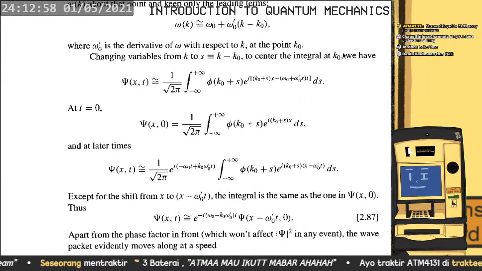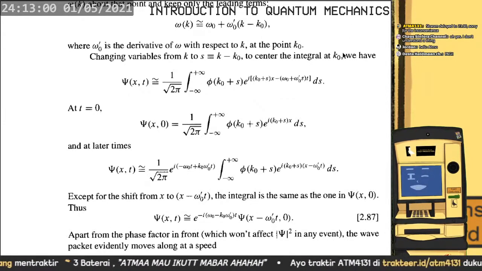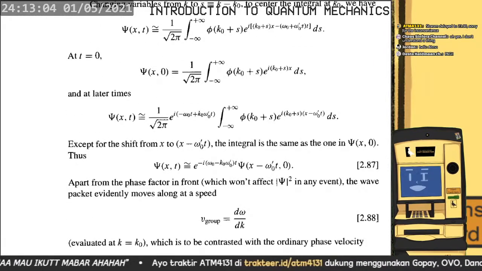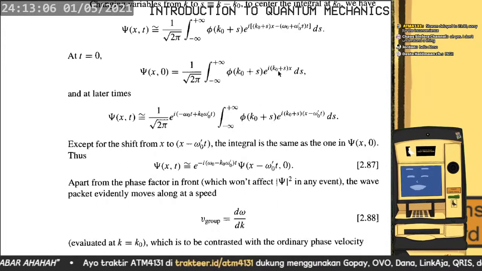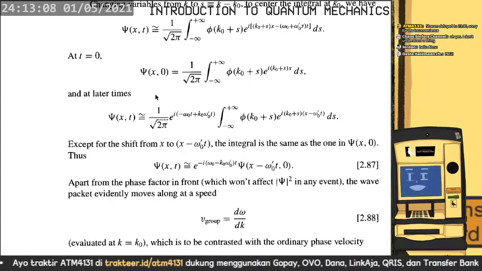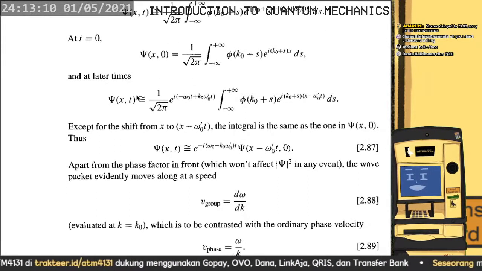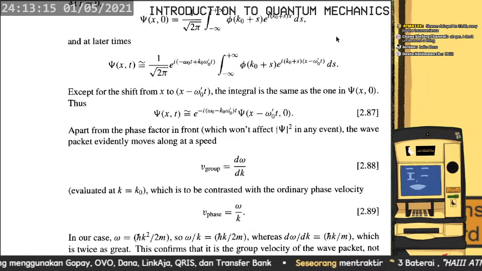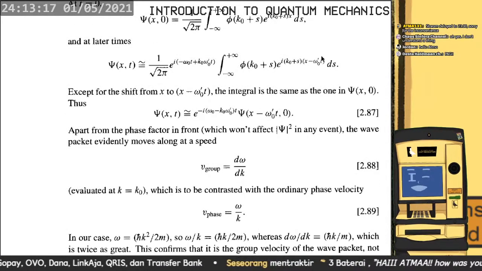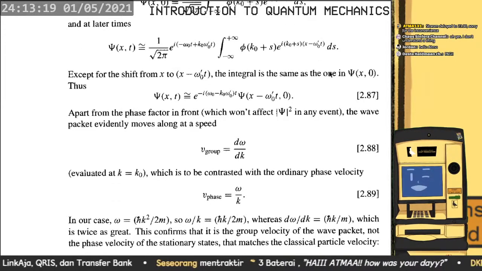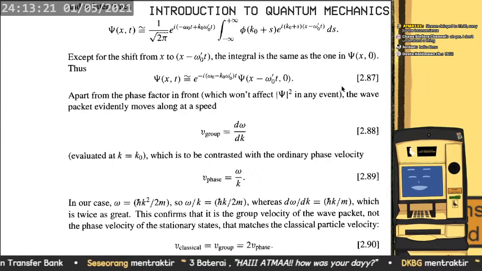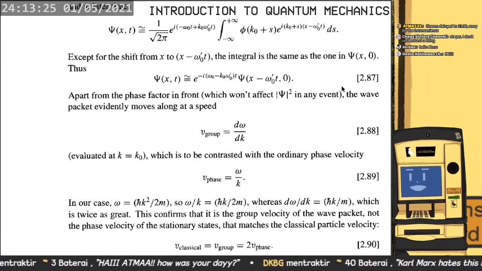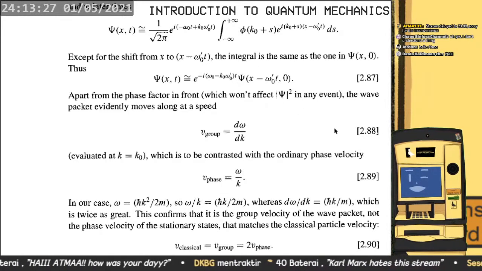Changing variables from k to s, to center the integral at k0, we have another equation. At t equals 0, another equation, and at later times, yet another equation. Except for the shift from x to x minus omega t, the integral is the same as the one in capital C x0, thus another equation.